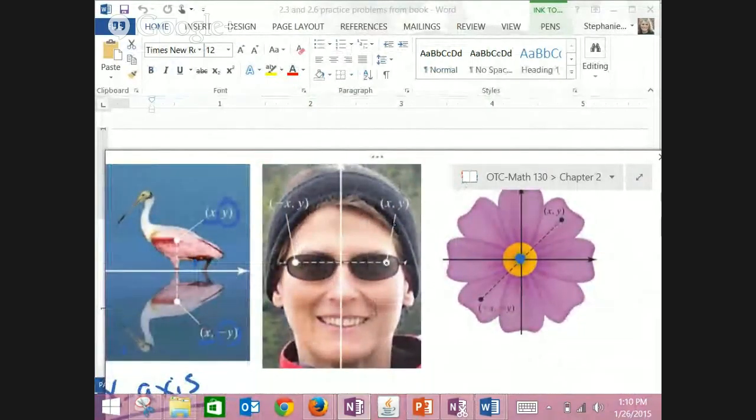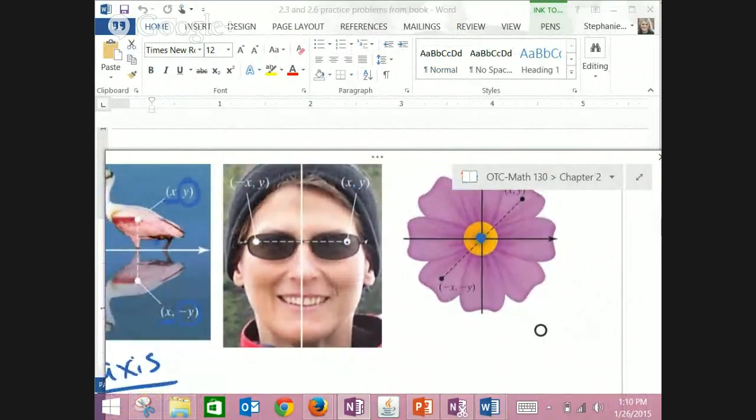Right? So if I plug in positive x, I get y. If I plug in minus x, I get y. The origin is a little bit different.